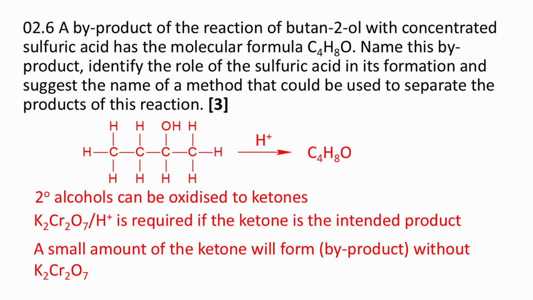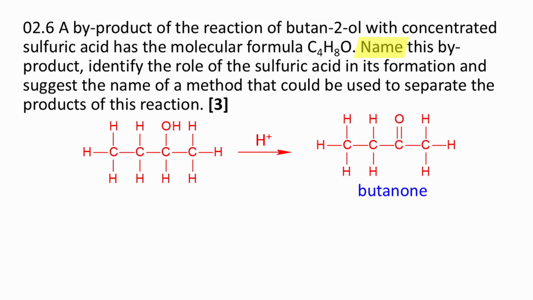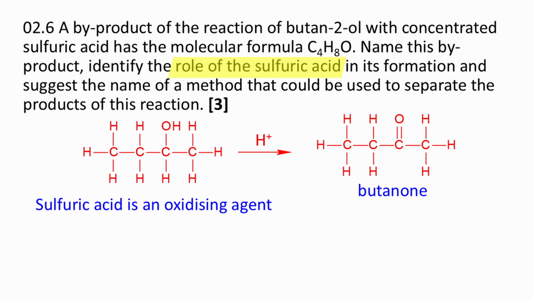You should be aware that secondary alcohols can be oxidized to ketones. We would use an oxidizing agent such as acidified potassium dichromate if the ketone is the intended product. However, a small amount of the ketone will form a byproduct without potassium dichromate. The structure of the ketone byproduct is shown in red on the right hand side. This is butanone. Sulfuric acid is behaving as an oxidizing agent in this reaction.